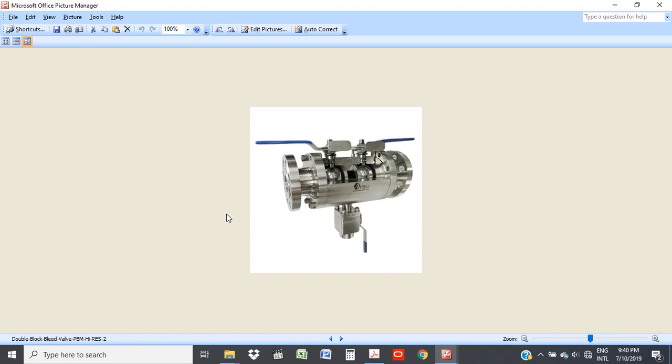Now, we talk a lot about positive isolation. It's a method to totally isolate equipment or a section of a plant from a live process wherein no leakage is tolerated due to the risks involved. A risk assessment should be performed to develop an appropriate isolation scheme.